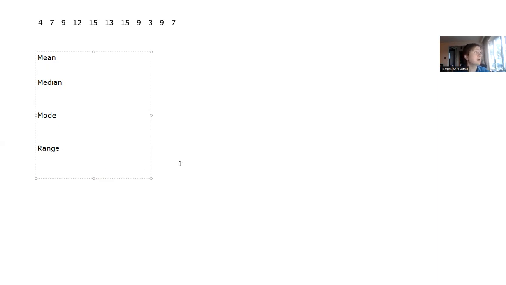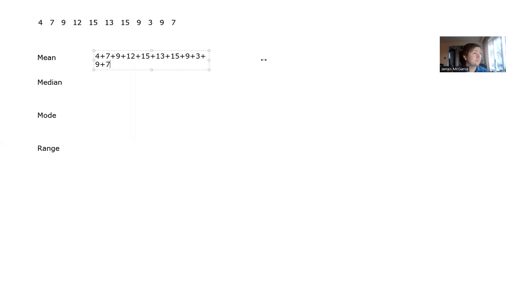Okay, so let's just start with these 4, and then, like I said, I'll do other examples for the standard deviation and other examples for the percentiles and stuff. So for the mean, what are we going to do? Well, we have to add them all up, right? So we're going to do the 4 plus the 7 plus the 9 plus the 12 plus the 15 plus the 13 plus the 15 again plus the 9 plus the 3 plus the 9 plus the 7.